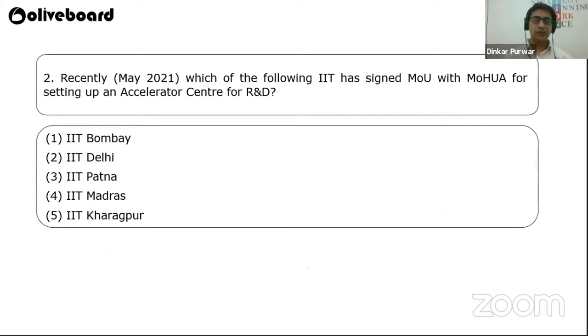So, question number two: recently in May 2021, which of the following IIT has signed MOU with Ministry of Housing and Urban Affairs for setting up of an accelerator center for R&D? That is IIT Bombay, IIT Delhi, IIT Patna, IIT Madras, or IIT Kharagpur. Come on, answer.